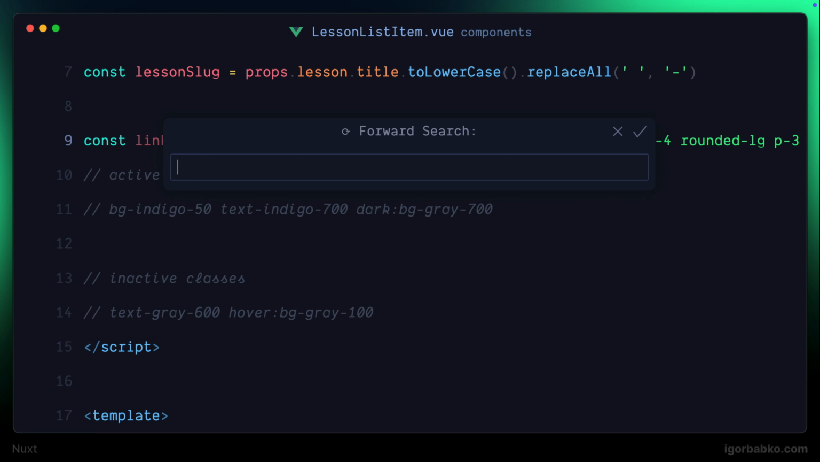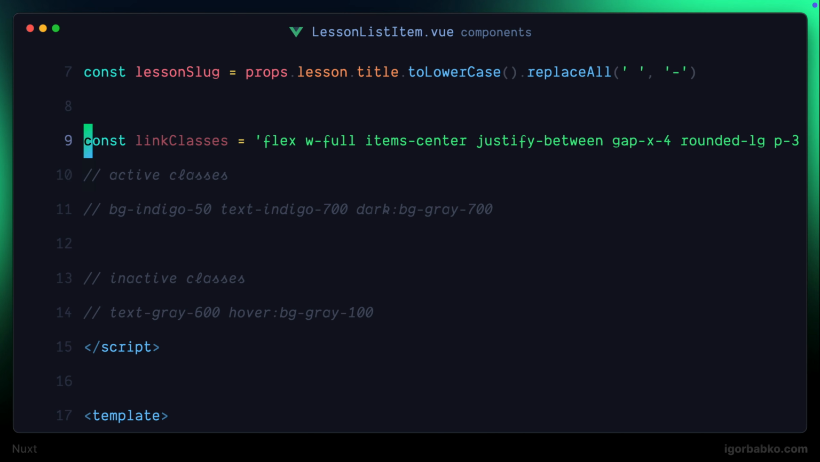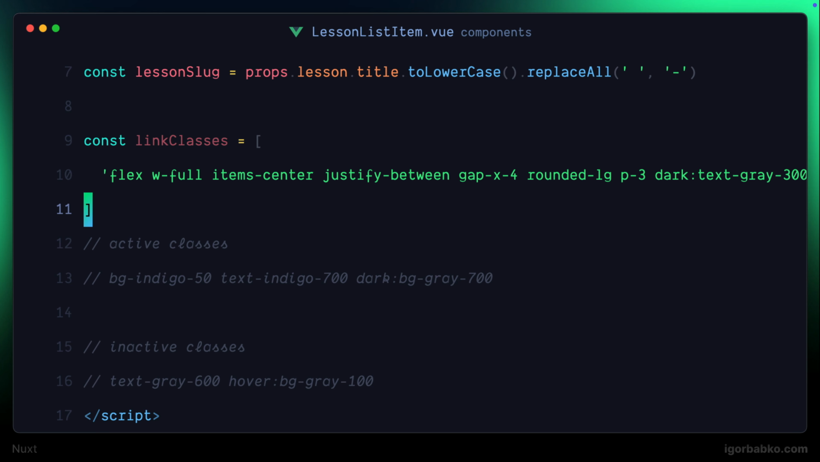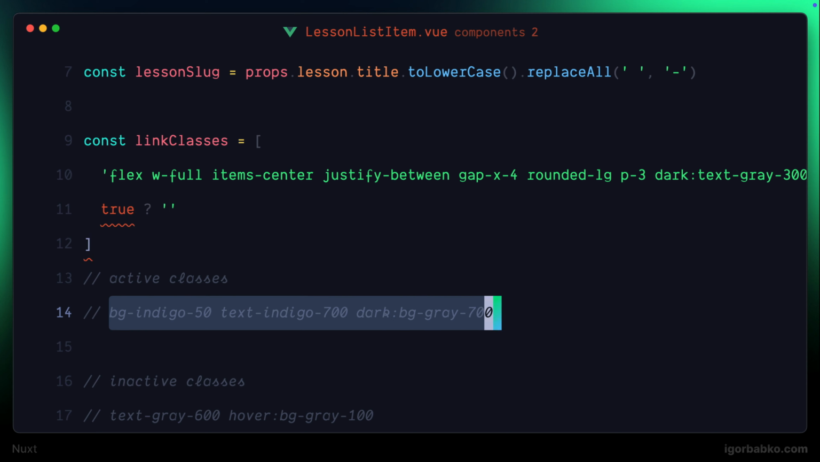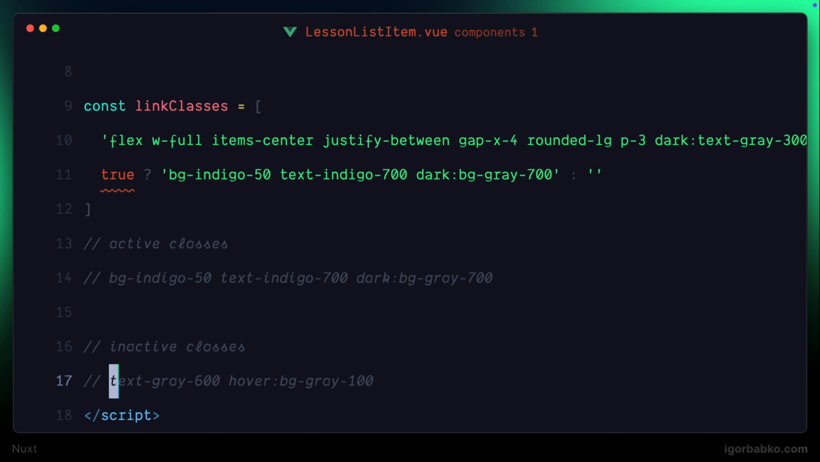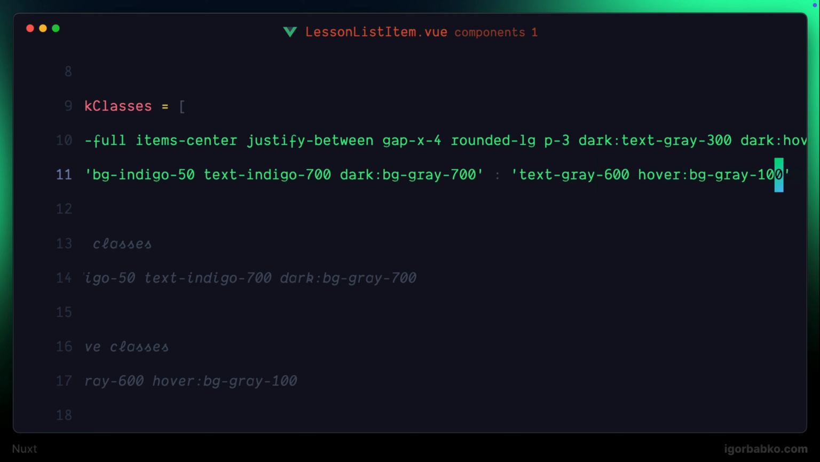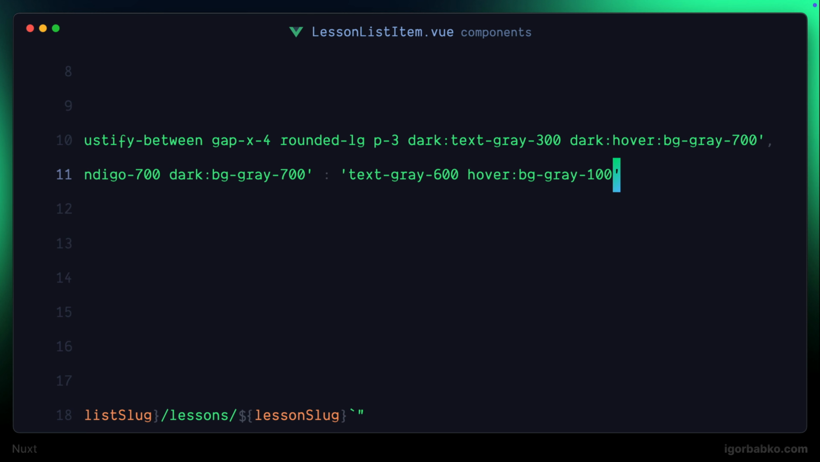So let's remove duplicate classes from the main list of classes. And now, based on a ternary expression, we're going to apply either active classes or inactive. Just to test things out, I'm going to use true in here, in which case we're about to see that all list items will be highlighted.